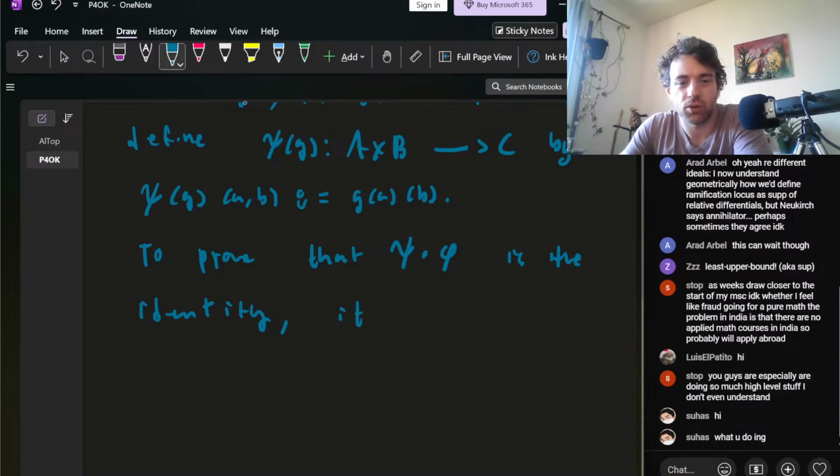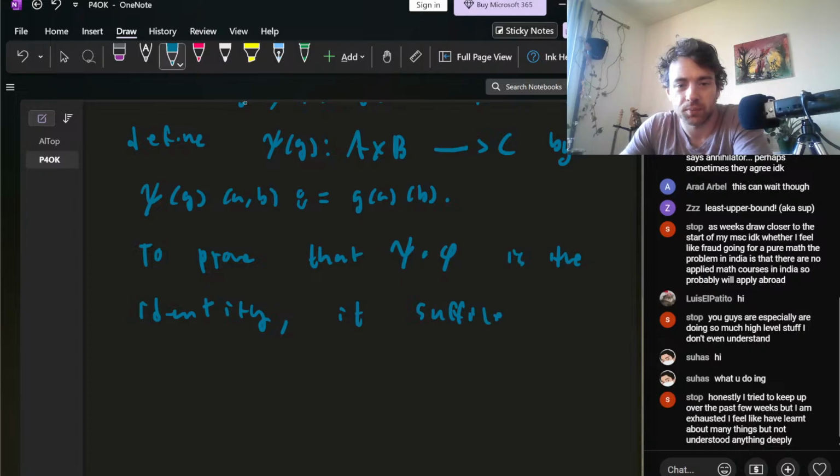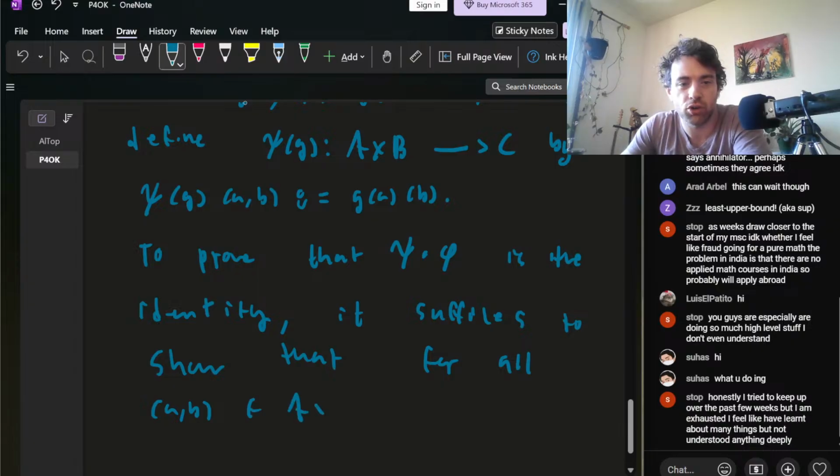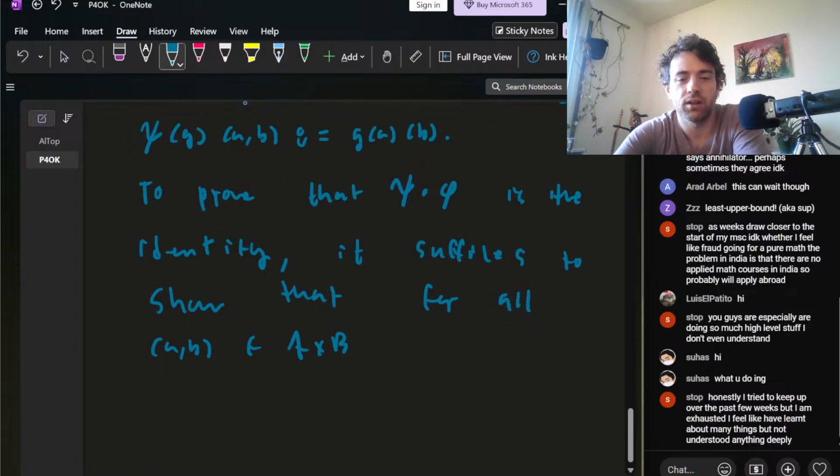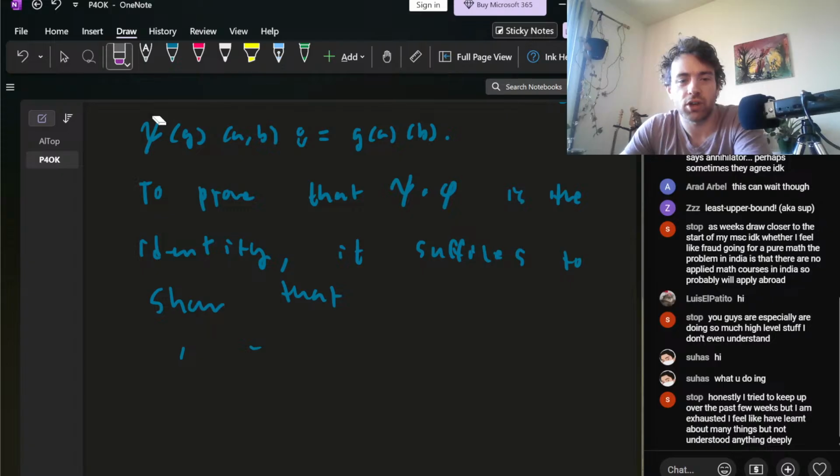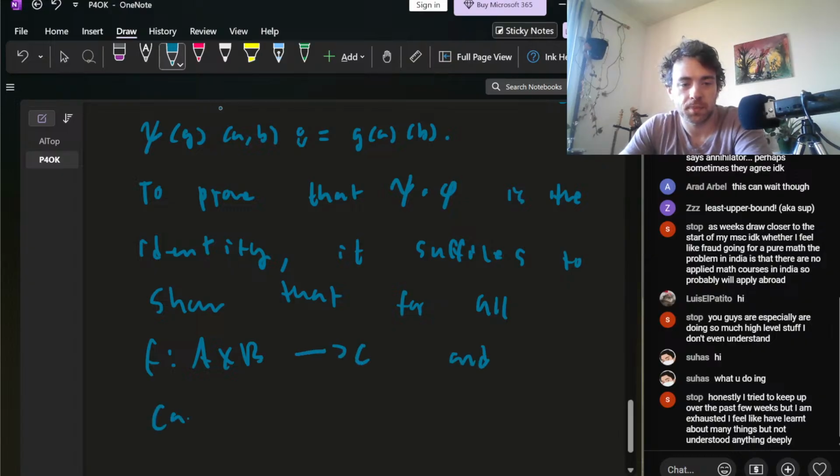It suffices to show that for all A, B, right? The thing is, we're just trying to show that if I plug in some function f into psi composed with phi, then I get f back, right? So it suffices to show that for all f from A cross B to C and (A, B) in A cross B.